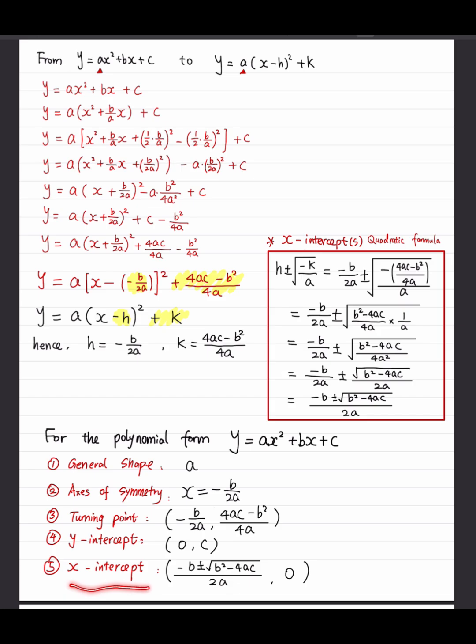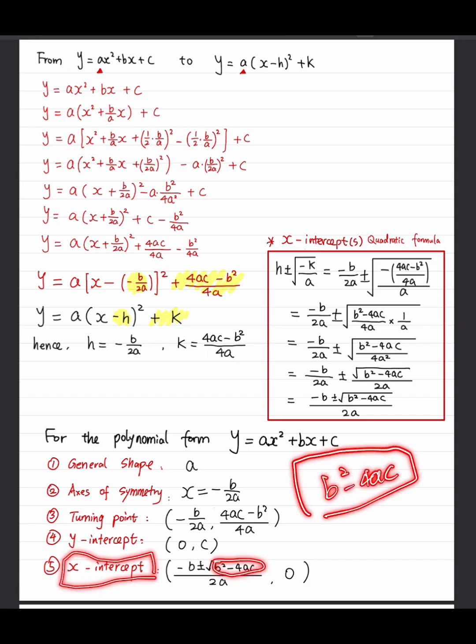Lastly, you have the x-intercept. In order to determine whether you have x-intercepts, you're using b squared minus 4ac, which is what we call the discriminant. You're using this to help you determine whether your parabola has x-intercepts, and how many x-intercepts.